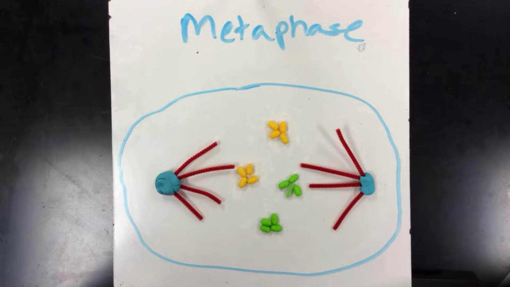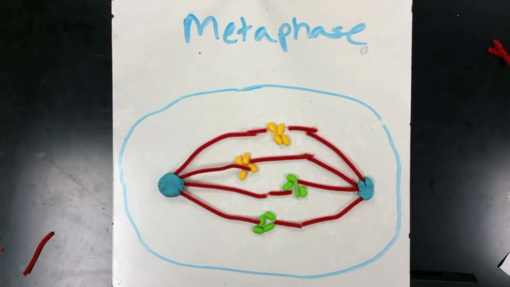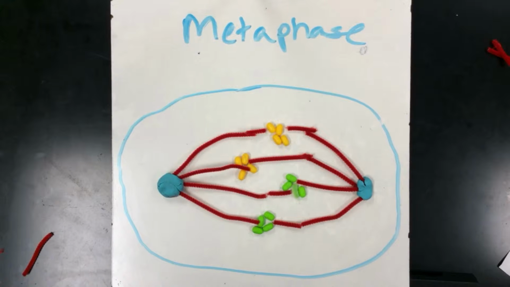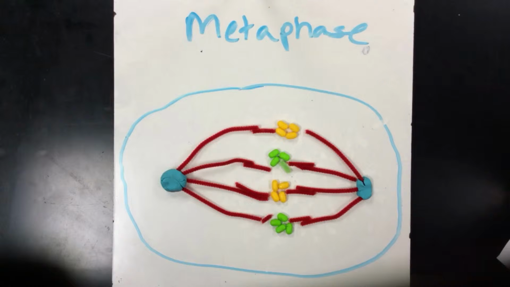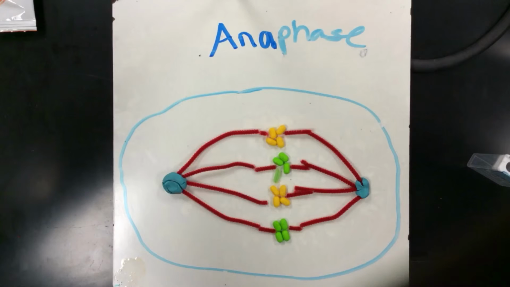Metaphase. By this phase, the nuclear envelope has completely broken down and is no longer present. This allows the spindle fibers to attach to the sister chromatids at the centromere, or the center of the combined chromosomes. Finally, the chromosomes begin to become further condensed and move towards the center of the cell, where they're lined up on the spindle equator.